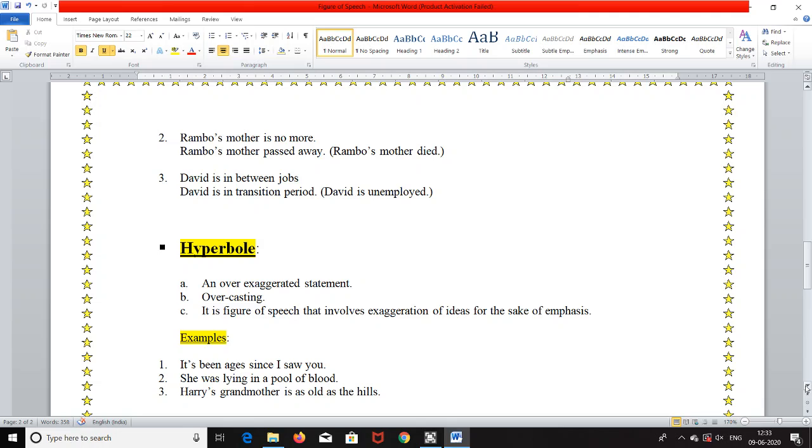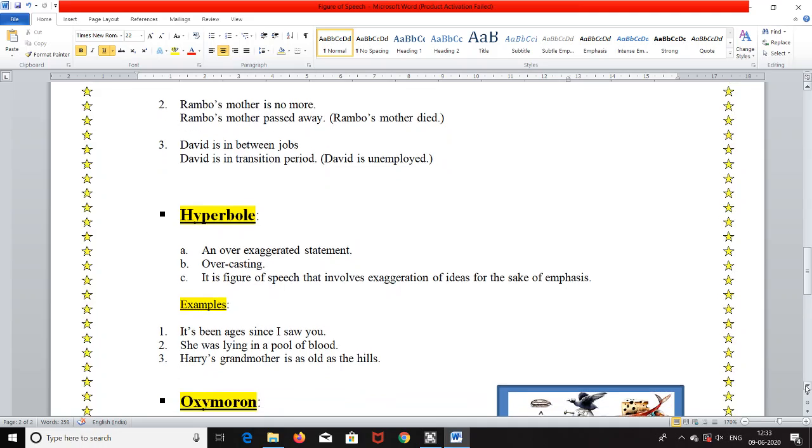Another one is she was lying in a pool of blood. It's not literally possible for a person to lie in a pool of blood. Fine. Another one is Harry's grandmother is as old as the hills. So we are making over-exaggerated statements just for the sake of emphasizing the things, the ideas.